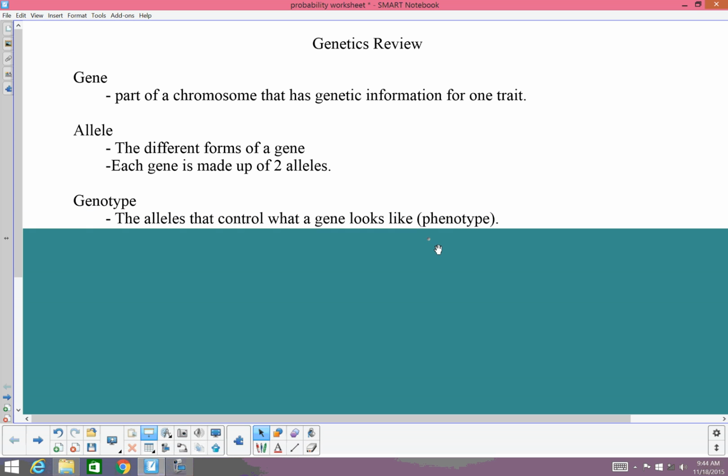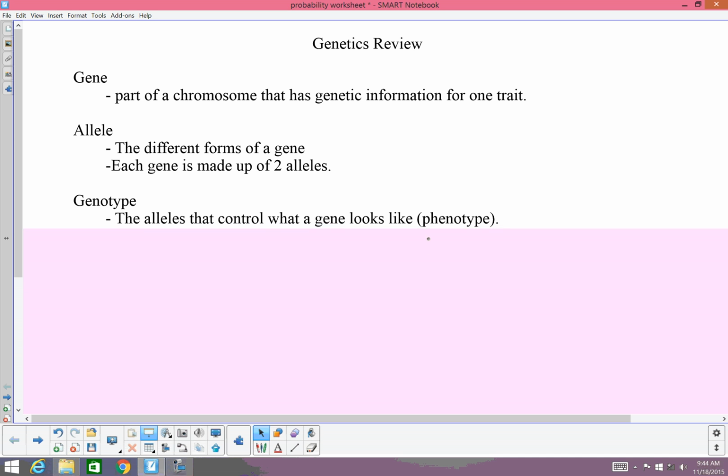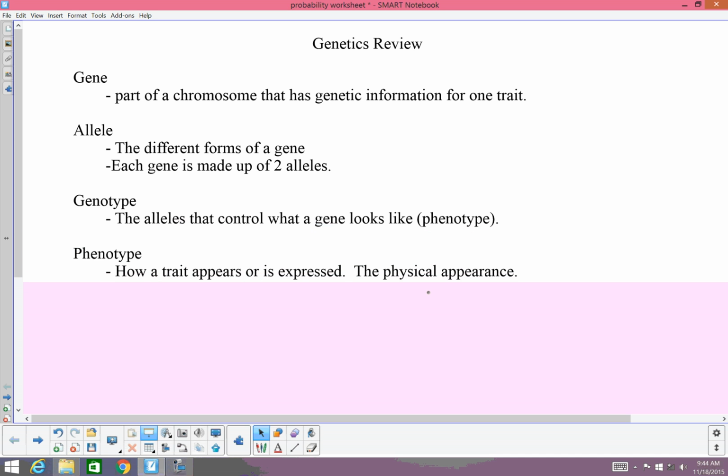Genotype. Genotype refers to the 2 alleles that control what a gene looks like or controls its phenotype. Phenotype is how a trait appears or how it is expressed, or in other words, it's basically the physical appearance of that gene, what we're going to physically see. So, for example, someone with brown eyes, when we look at them, we don't actually see their genotype because it's embedded in their DNA and we can't see that. But just looking at them, we see their phenotype, which is the color brown for brown eyes.